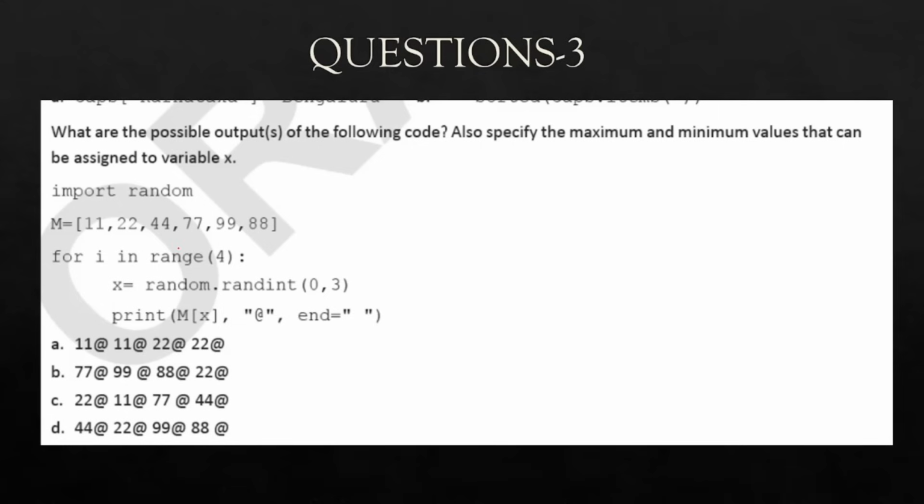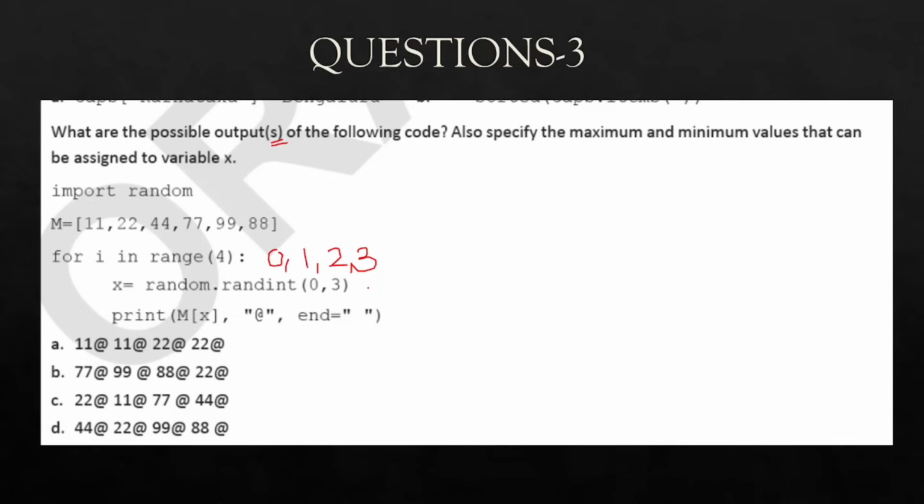What is question number 3? What are the possible output or outputs they have given, which means two outputs also you may get. Also specify the maximum and minimum values that can be assigned to variable x. So first you are creating the list for i in range(4). So what values will i be taking? 0, 1, 2 and 3, because the last value it won't take. After that x equal to random.randint(0, 3).